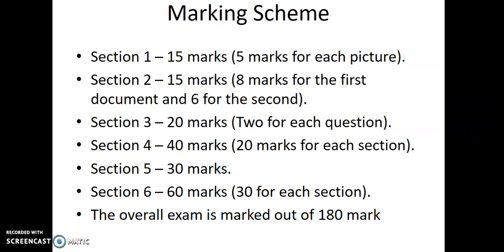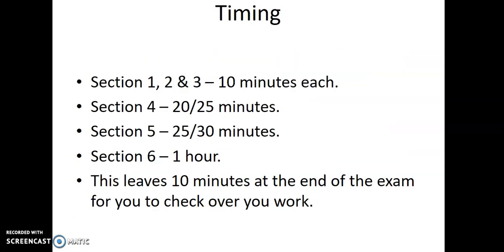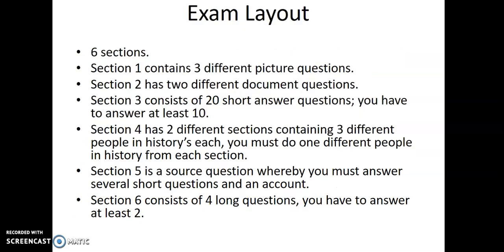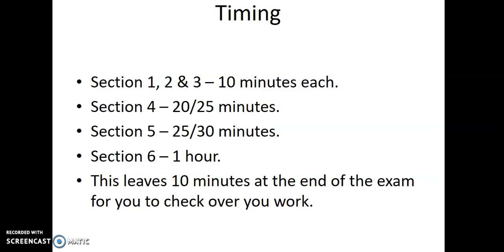So, again, looking at our marking scheme and how we break it down into timing. For section 1, which is 15 marks, broken down to 5 for each picture, you really should spend no more than 10 minutes. Same with section 2 and same with section 3. So for the picture question, comprehension, and the short questions, which really are just a detailed answer with an example, you're looking at just around half an hour. Okay, 10 minutes each. So you give yourself, again, 20 to 25 minutes to do your people in history properly.